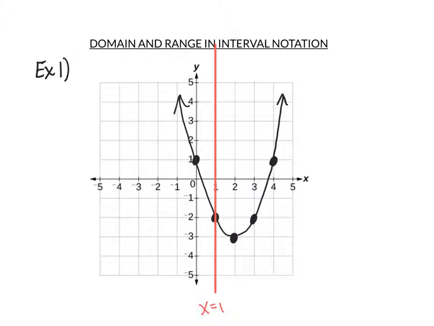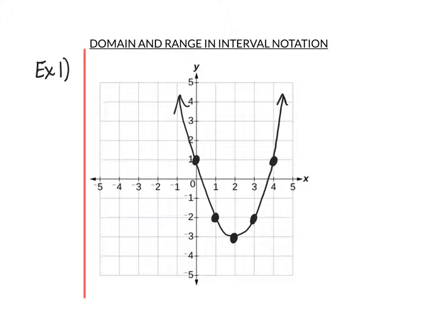So by drawing this vertical line through any point of the graph, if it touches in one location, we know that there is a corresponding y value, which means that this particular x value, in this case x equals 1, is a part of the domain. So let's move our vertical line back to the left side of the graph, and we are going to drag it from left to right.